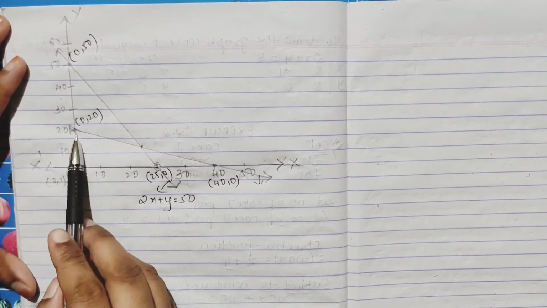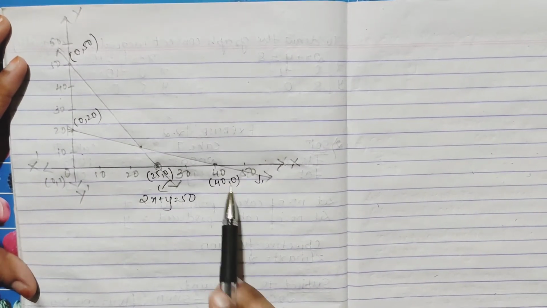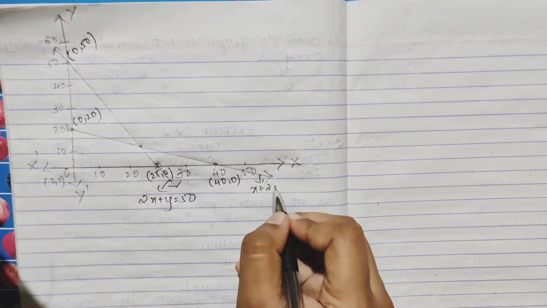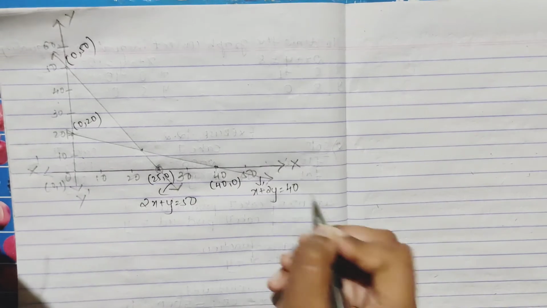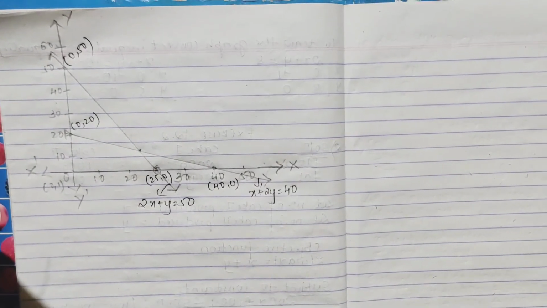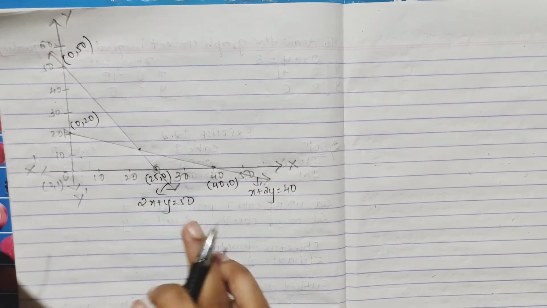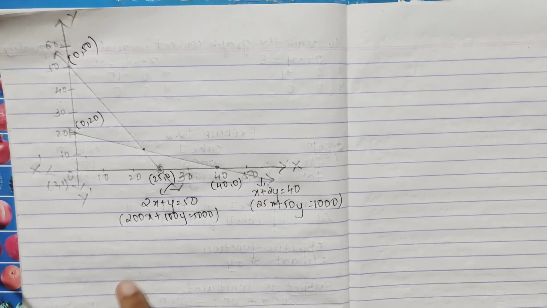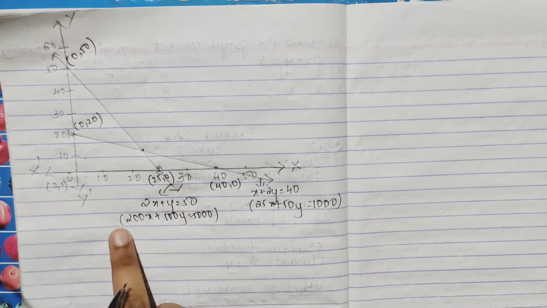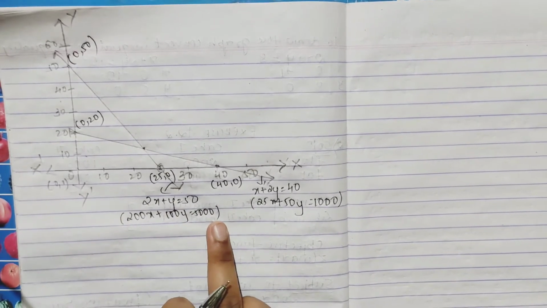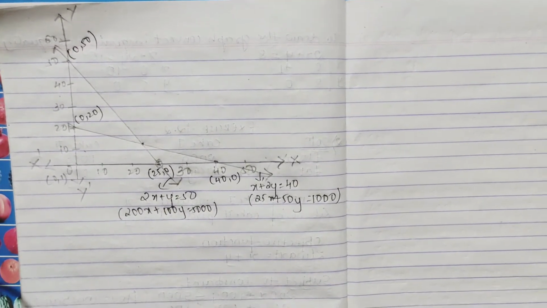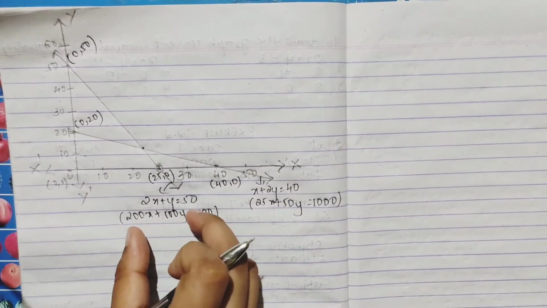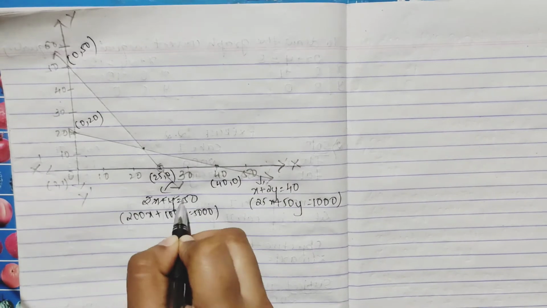Second, when x is 0, y is 20, and when x is 40, y is 0. This was your x plus 2y is equal to 40, so you get this straight line. To find the intersection point, equate these equations. It is better that you write the actual equations only: 200x plus 100y is equal to 5000, and 25x plus 50y is equal to 1000. That will be very good for you. Write this, don't write the reduced equation.